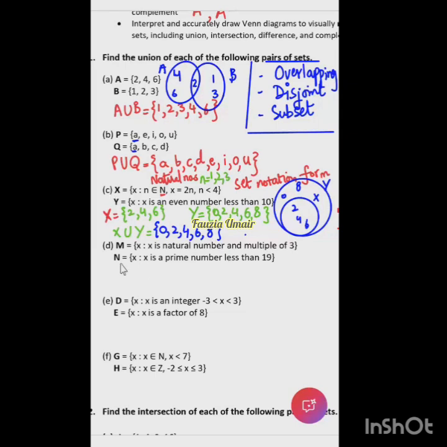So next is M and N. So again, it is written in the set notation form. So you need to tell me the elements of these sets first. So M is basically X such that X is a natural number and multiple of 3. A natural number and a multiple of 3. So what are the elements of set M? 3, 6, 9, 12, 15, 18.